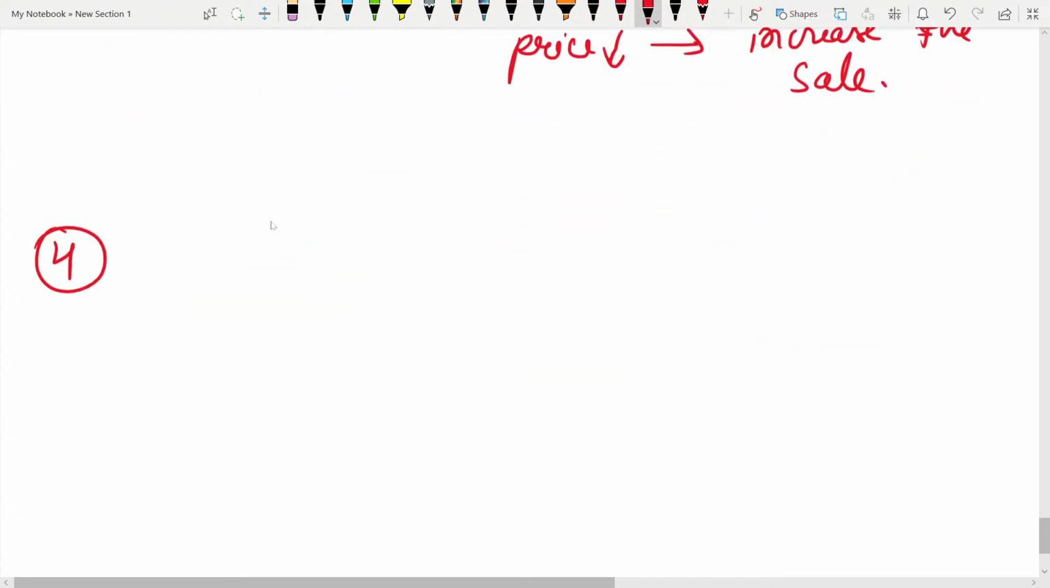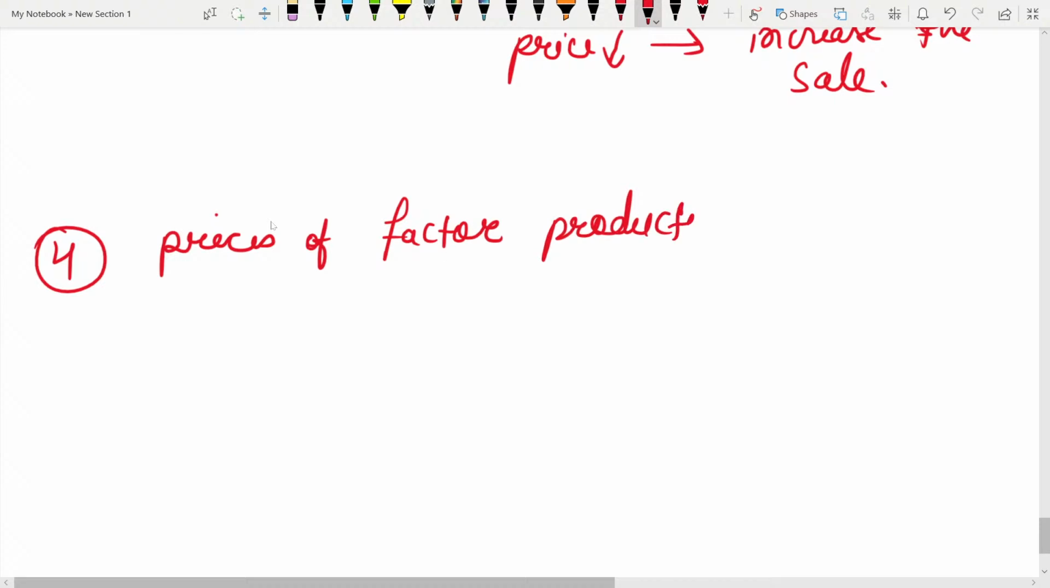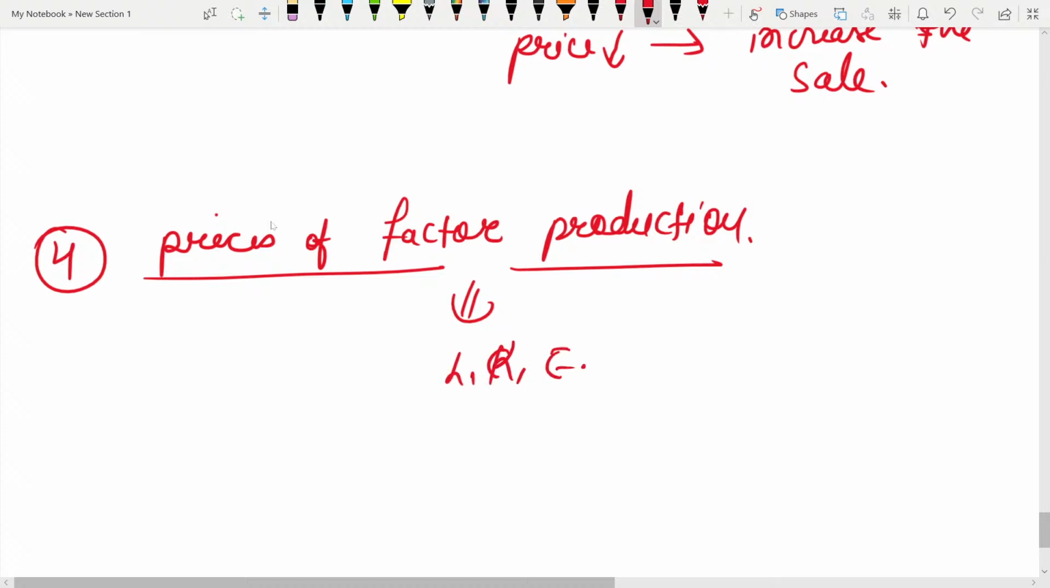Fourth, the price of factors of production. This is another determinant that determines supply. So what is the price of factors of production? Let me first discuss the term factors of production. Factors of production refer to land, labor, capital, and entrepreneurship. So there are four factors of production: land, labor, capital, entrepreneurship.